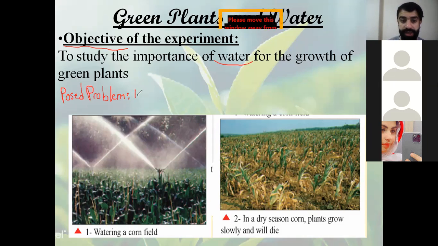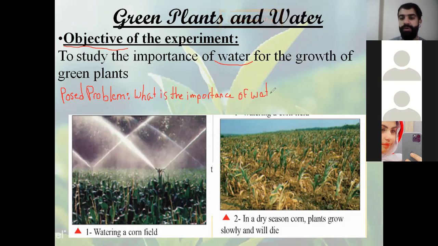So Lynn said, what is the importance of water for the growth of green plants? So what is the importance of water? How did you get this, Lynn? Can you tell us how you got the posed problem?